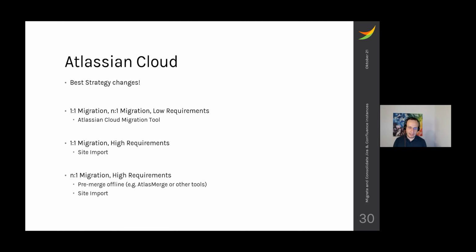If you need to do an end-to-one migration to cloud, meaning you have multiple server or cloud instances and you want to get it to one Atlassian Cloud instance, then the solution is to export everything to server, merge everything on server or on premise, and then do the site import. There's currently no other way to do this if you want to keep most of the stuff. Also, I'm not doing lots of cloud migrations, so maybe something changed here.